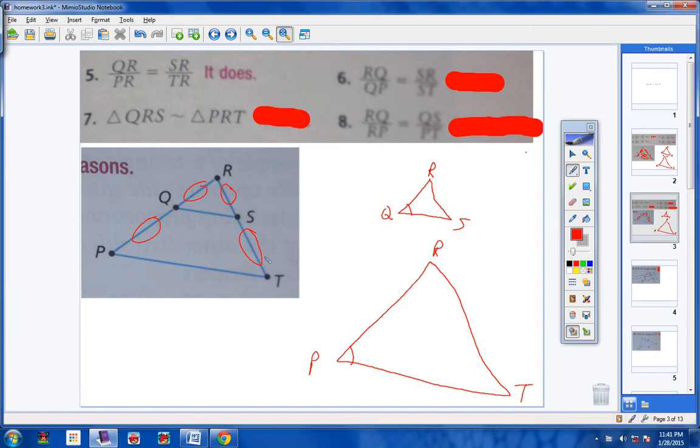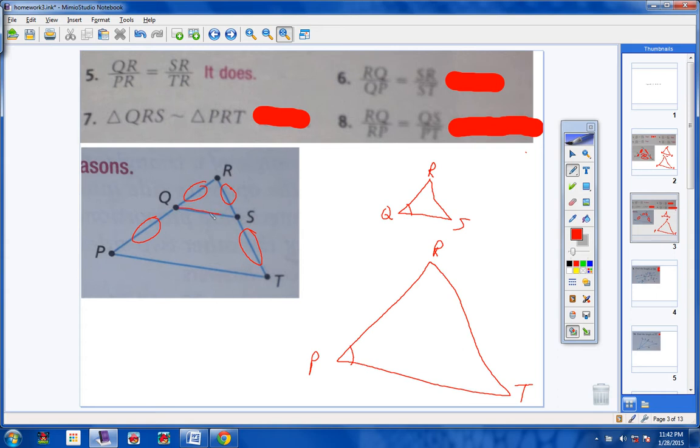Now remember, students, we looked at a theorem yesterday that said, listen to me carefully, if a line parallel to one side of a triangle intersects the other two sides, then it divides the two sides proportionally. But then the next theorem we looked at was the converse of that, and it said if a line divides two sides of a triangle proportionally, then it's parallel to the third side.